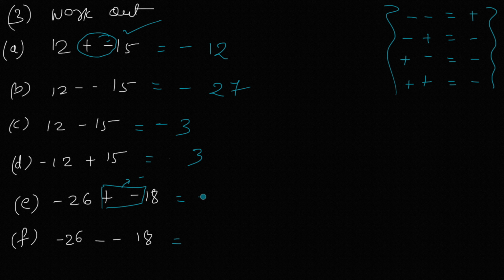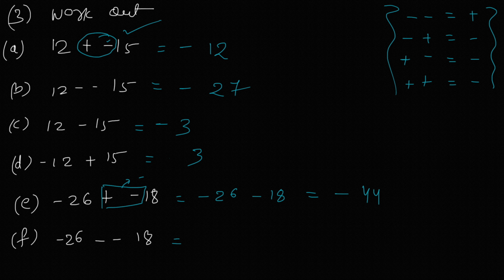So we can write this equation as 26 minus 18. Okay, now negative negative is positive, and we're going to write the sign of the greater number. The sign of the greater number is negative. So negative 26 and minus 18 is minus 44.